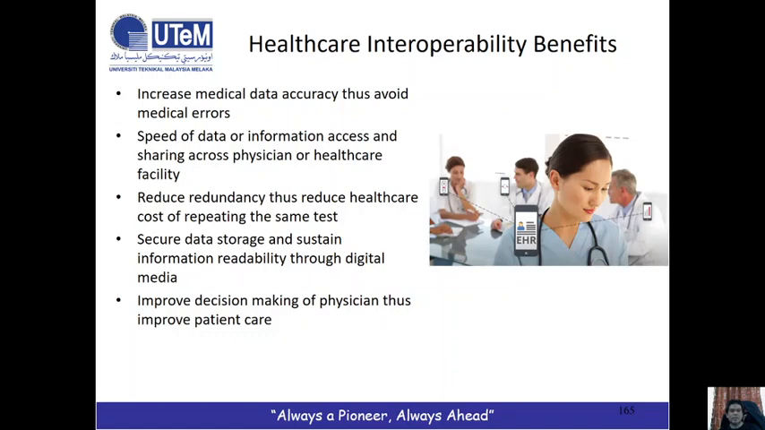So interoperability can secure the data storage and sustain information readability, and finally improve decision making of physicians, thus improve patient care. So when the doctor gets complete information about the patient, it's easy for them to make a decision on the treatment to be taken by the patient.